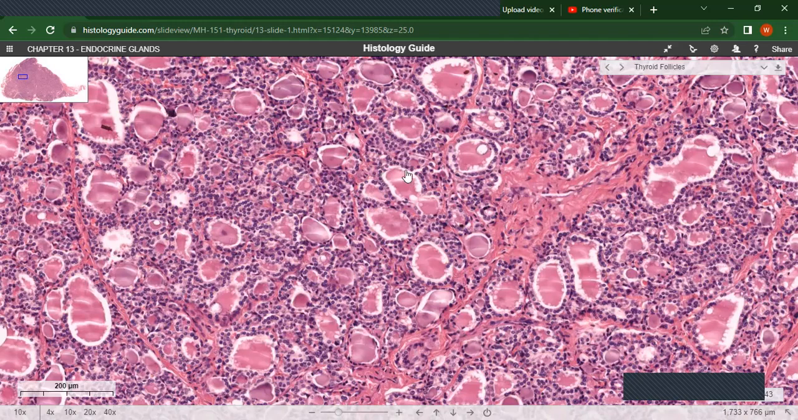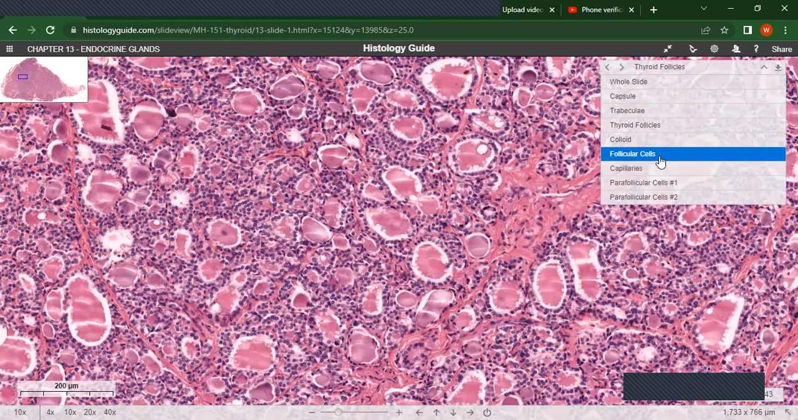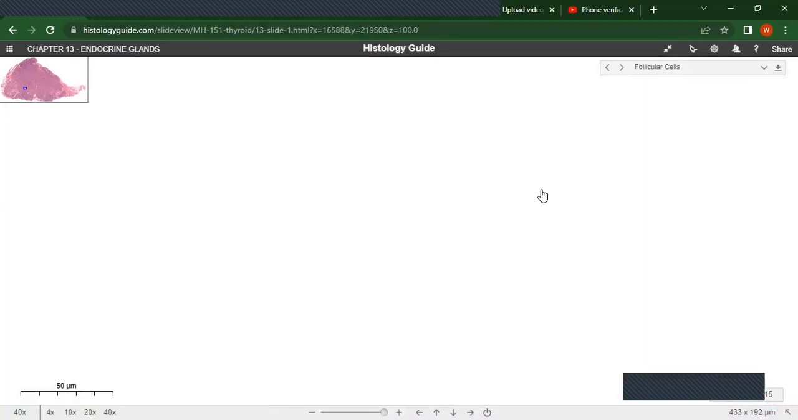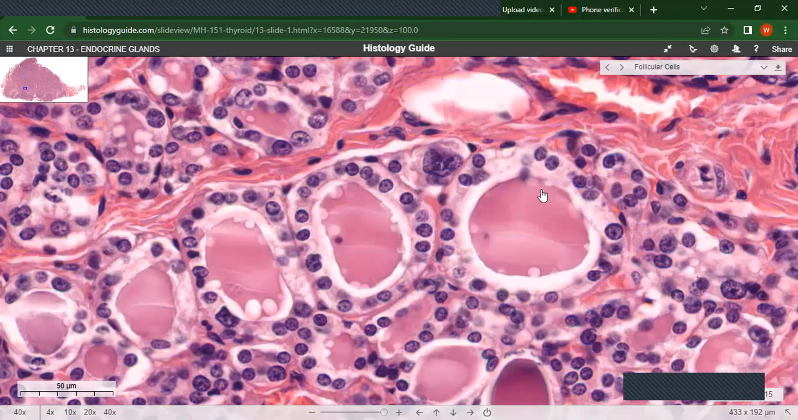Okay, so maybe I should show you the follicular cells. These are the follicular cells. I hope you can see them. You can see they are surrounding a cavity. This is the follicular cavity. The follicular cavity is filled with this pink homogeneous substance. This is the H&E stain.